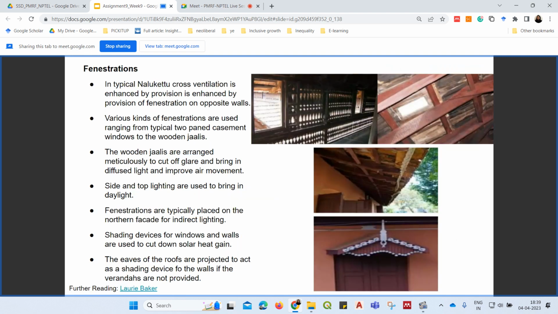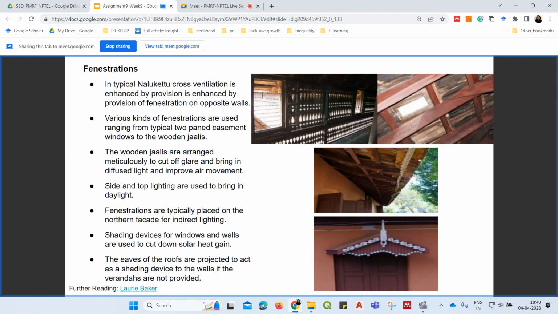Then you can even describe the particular type and style of fenestrations in your building. So in typical Nalukettu homes, cross ventilation is important because Kerala lies in a humid climate zone. Cross ventilation is enhanced by providing a specific type of fenestration, focusing on even the orientation of the room. They will be provided on opposite walls in order to maximize the airflow, in order to cover the largest possible area in the room which has airflow.